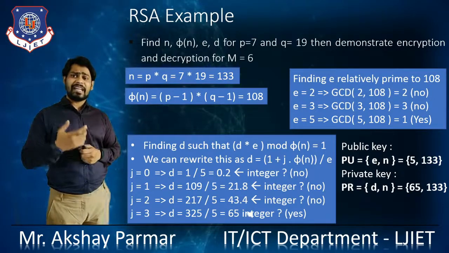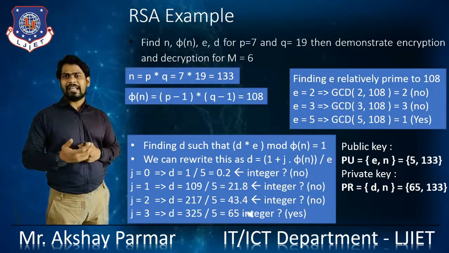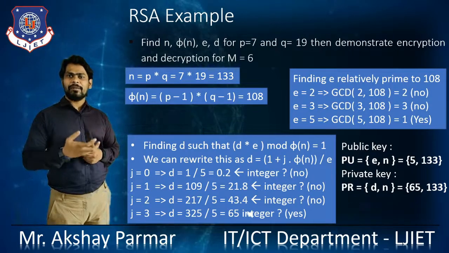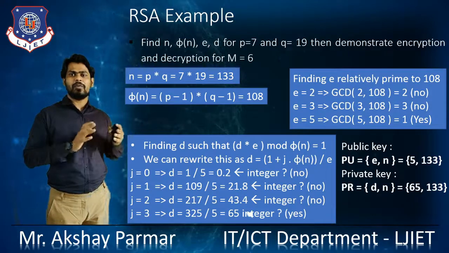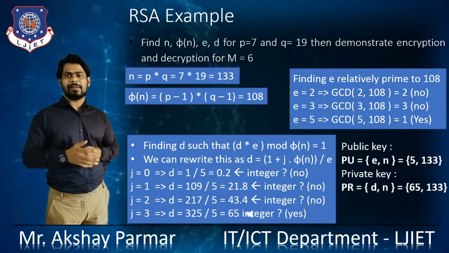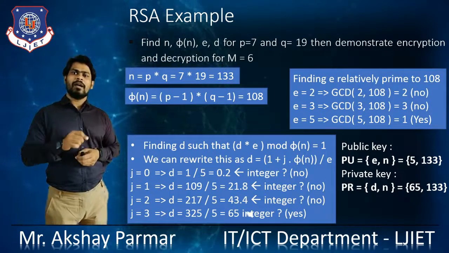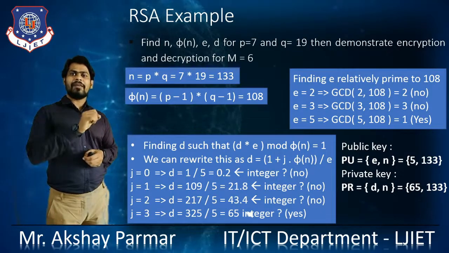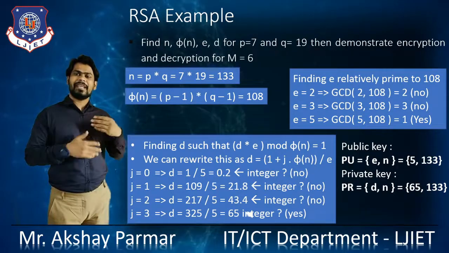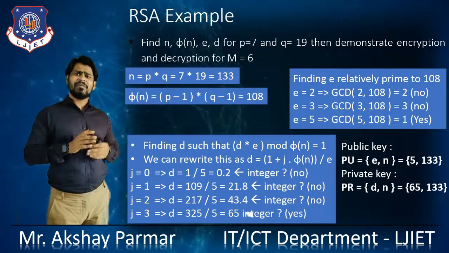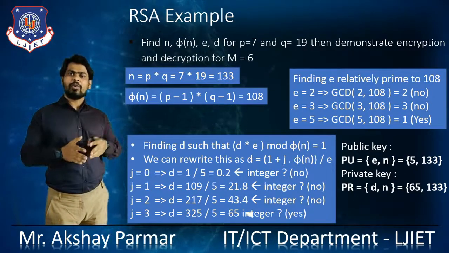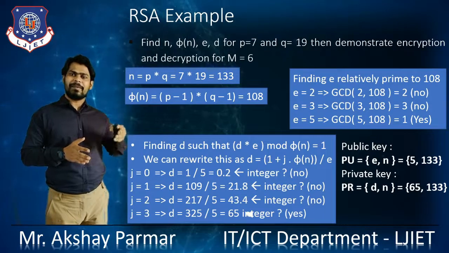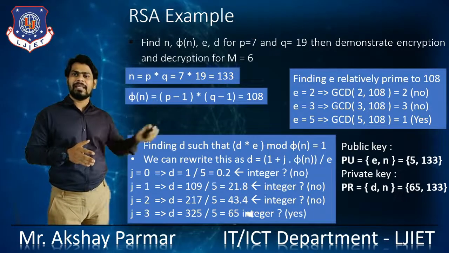After that, finding D. How do we find D? D into E mod phi(N) is equal to 1. We can write this statement as D is equal to 1 plus J into phi(N) divided by E. So if we rewrite D into E mod phi(N) is equal to 1, we get D is equal to 1 plus J into phi(N) divided by E.